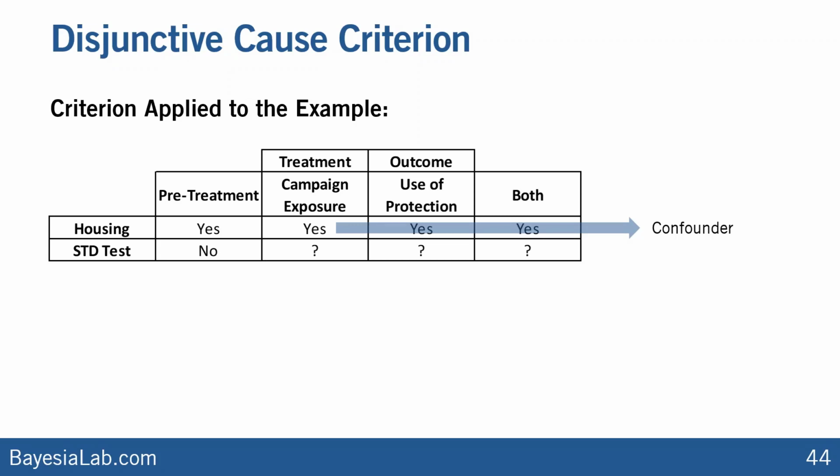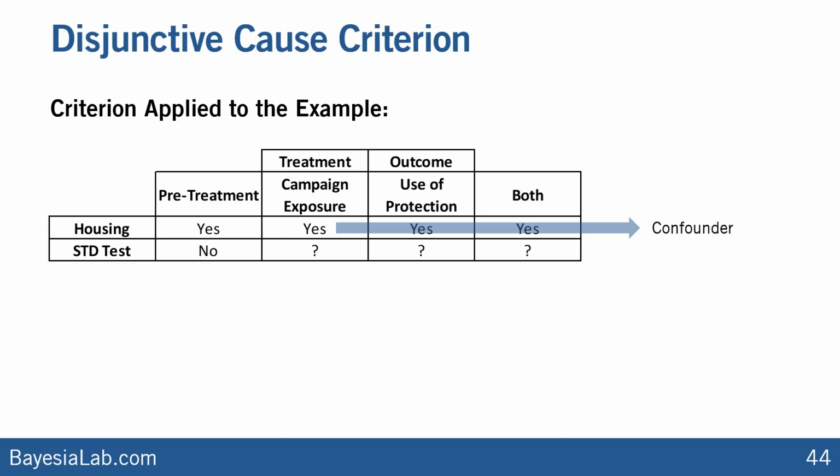So that's very, very clear. So I don't even need to ask whether housing is also a cause of the outcome. When I say cause of the outcome, I mean potential cause. So I should always add that because we won't know how big or how strong that cause is until we actually estimate the effect. Okay, let's move on to the second one, STD test.